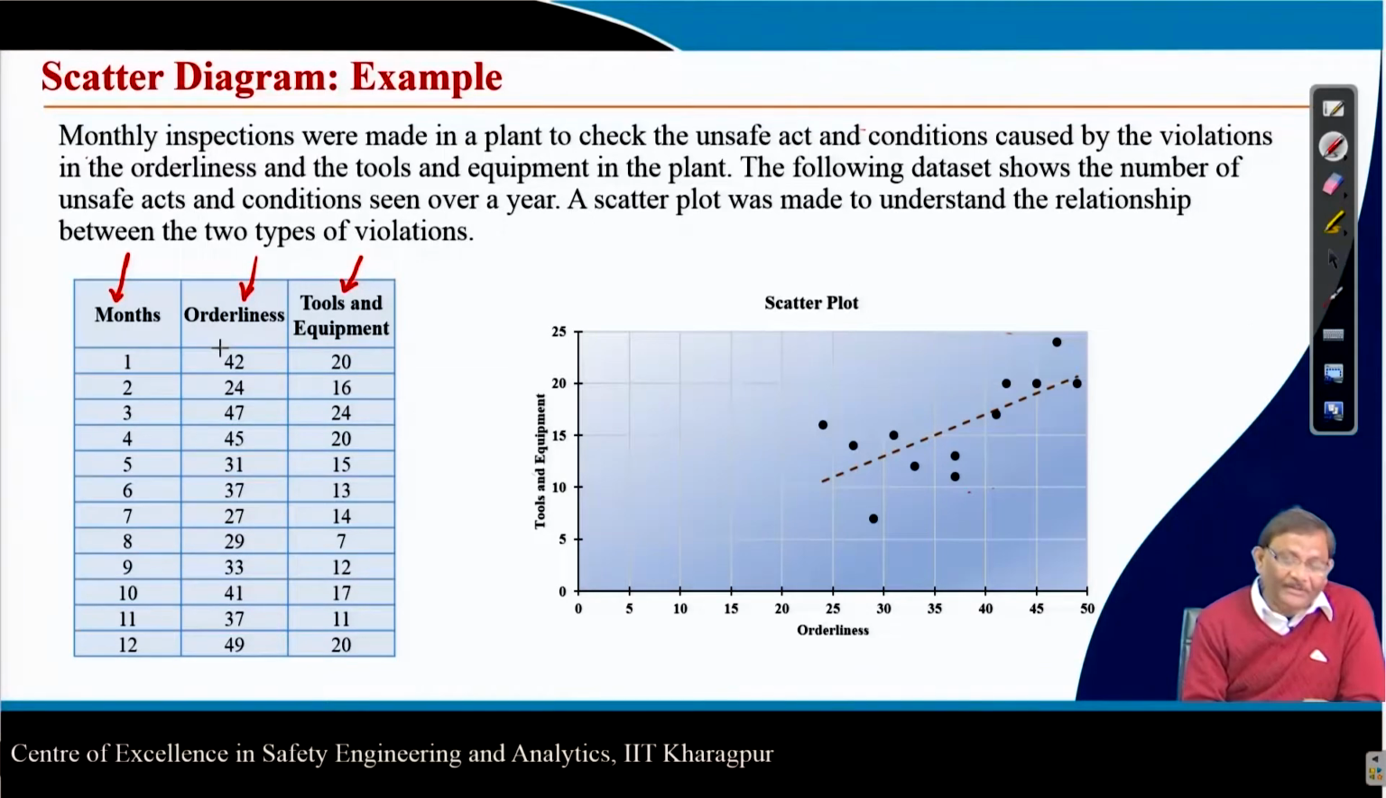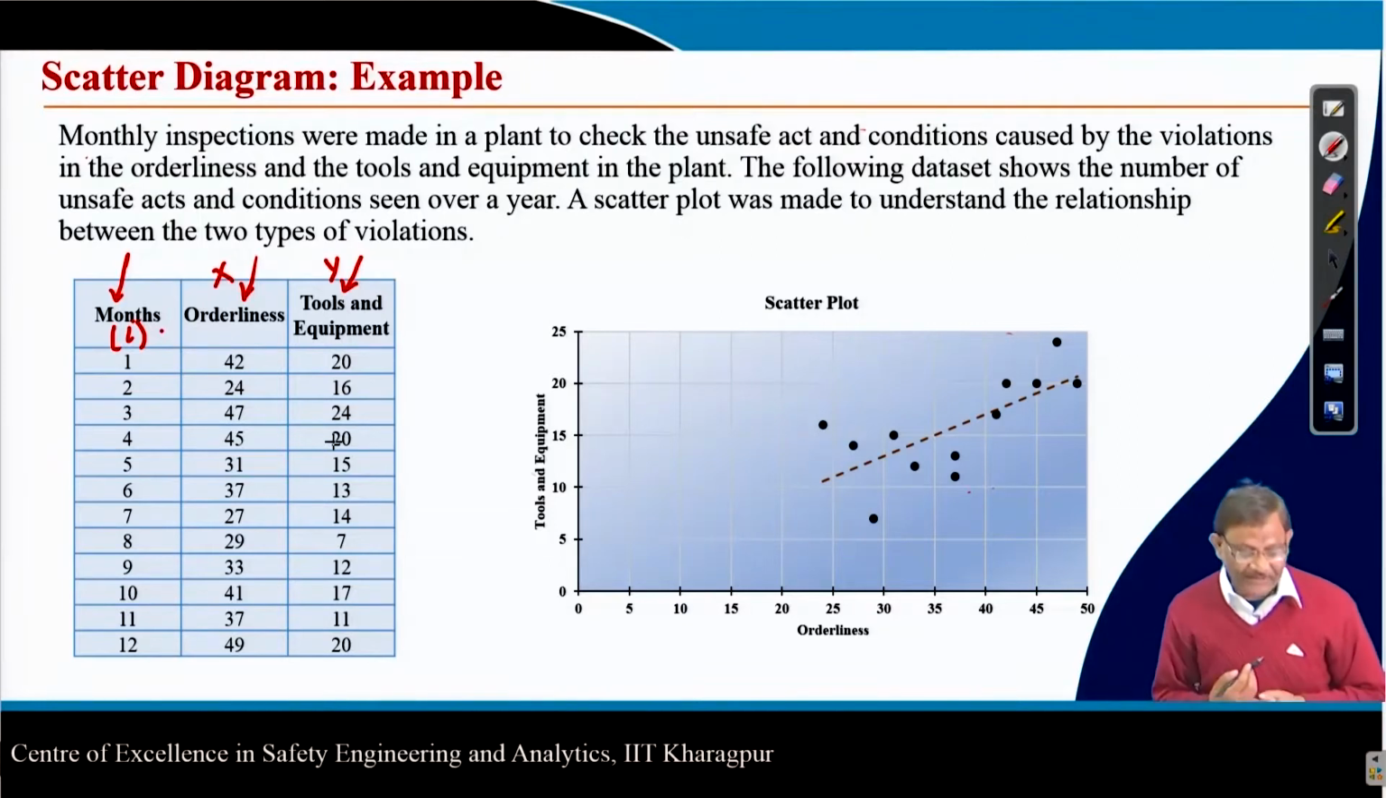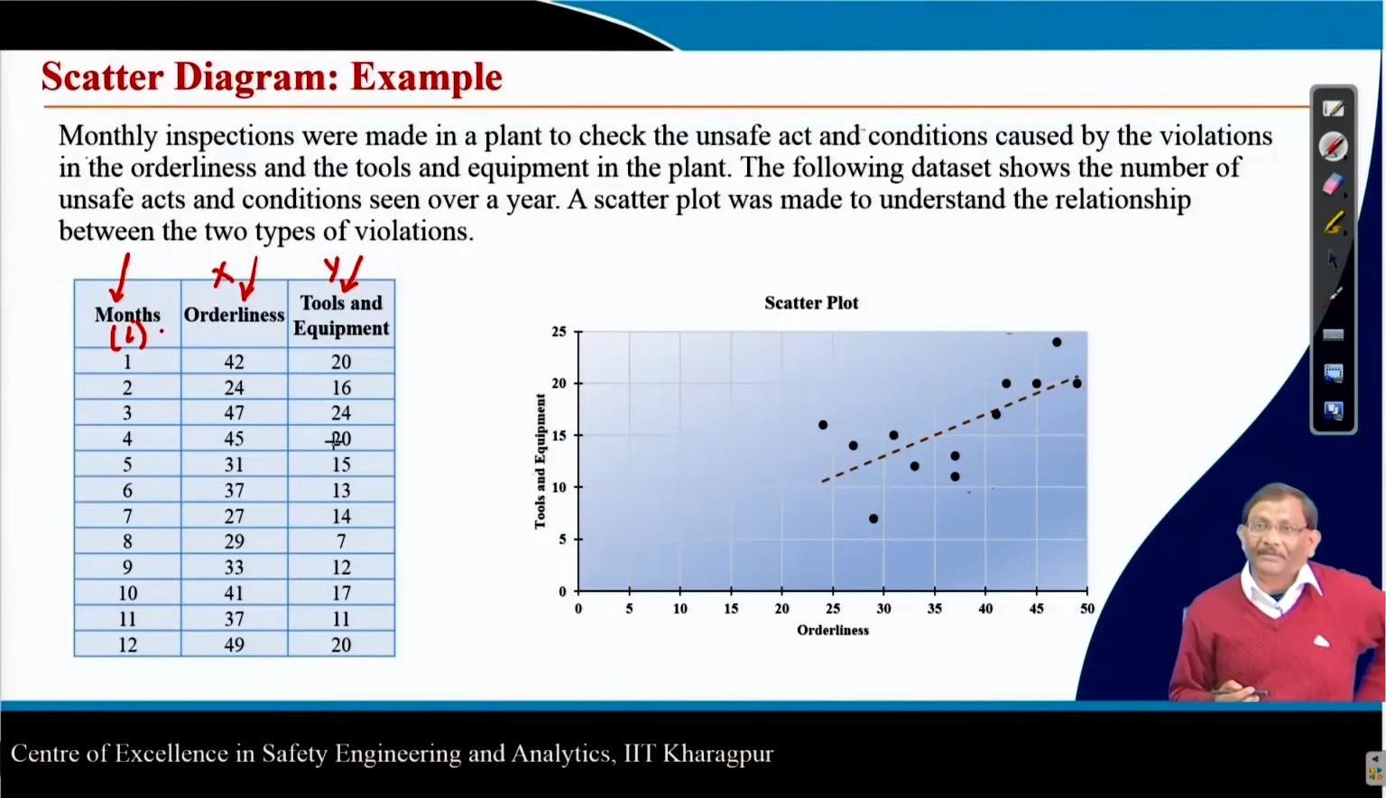So, we have created two variables. Suppose if I say this is x and this is y, then we created two variables, and this month is nothing but observations number i. So, i equal to 1, that means we have 12 observed data with reference to x orderliness and y tools and equipment, and these values inside are numbers, but please keep in mind, although I put it in numbers, but you can think of other measurement also.